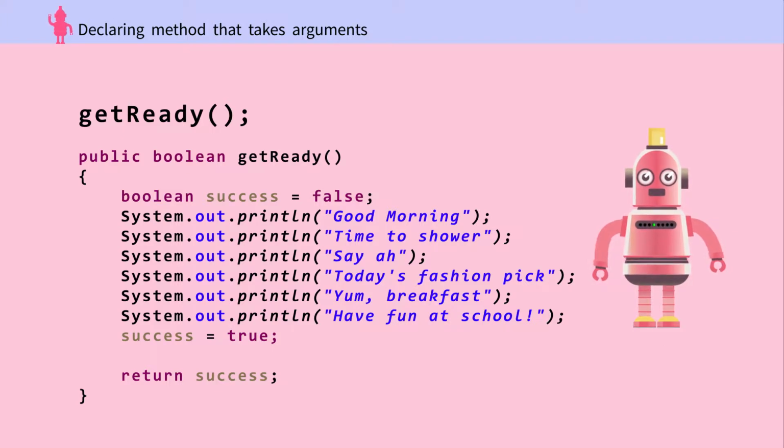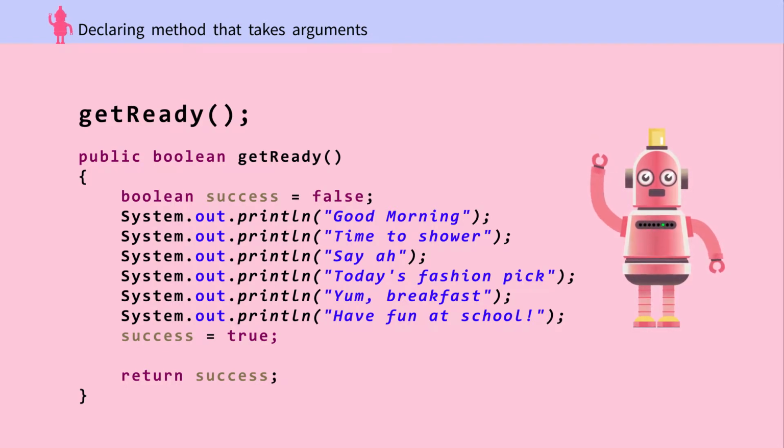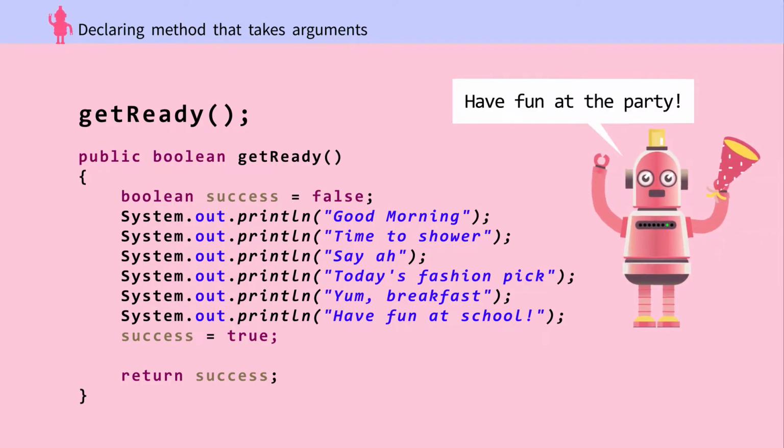We're going to upgrade the method so that we can set the alarm time and the event that Jane is getting ready for. So instead of simply saying good morning, we can say good morning, it's 10 a.m. Also, instead of saying have fun at school, we can replace the school with other events. So Ada may say things like have fun at the party, have fun at the game, have fun at the movies.